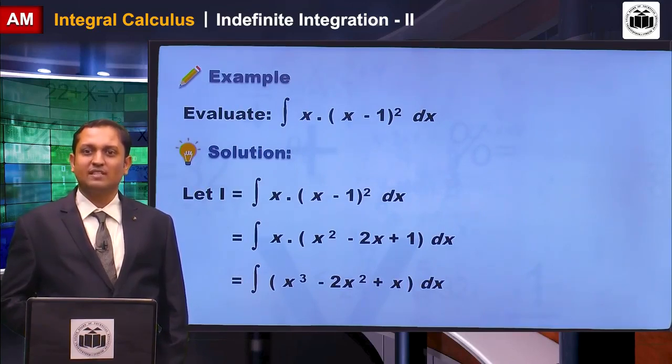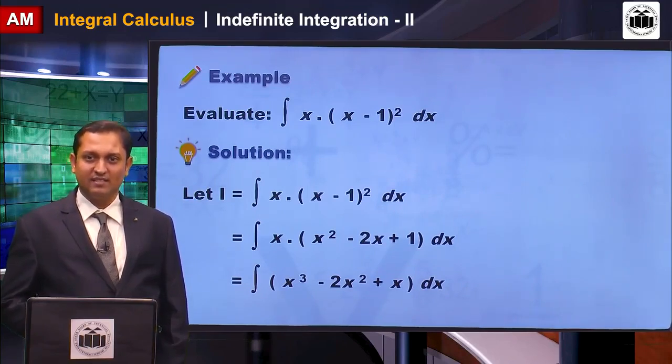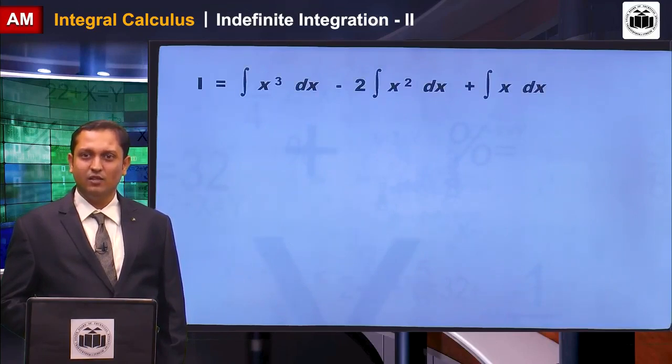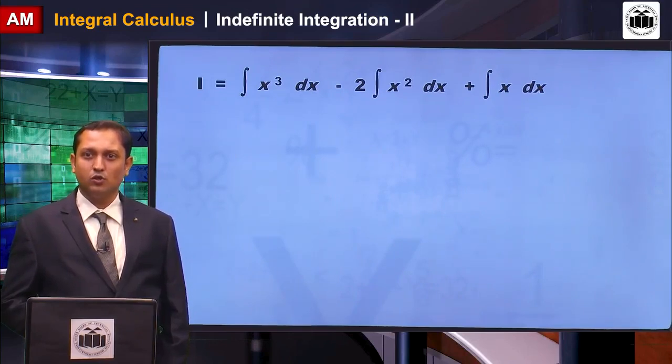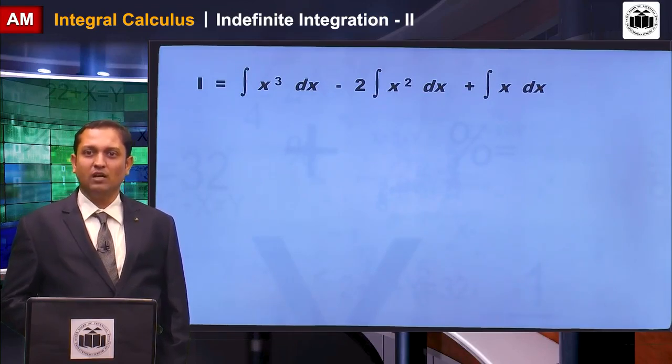Next step, we will separate the three integrals inside the bracket. Since we have rules of integration which says that if there is plus or minus of two or more functions, we can separate that out. So we will separate out the three parts which are there inside the integral. You can see here integral x cube dx minus, we have got the constant outside, 2 integral x square dx plus integral x dx. Now we can apply the formula in all the three integrals.